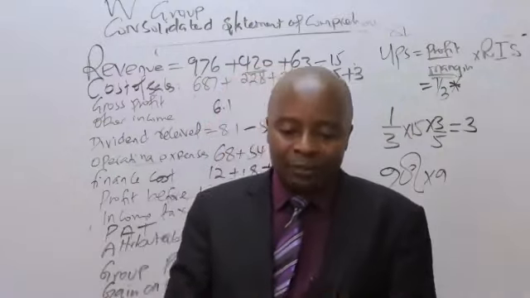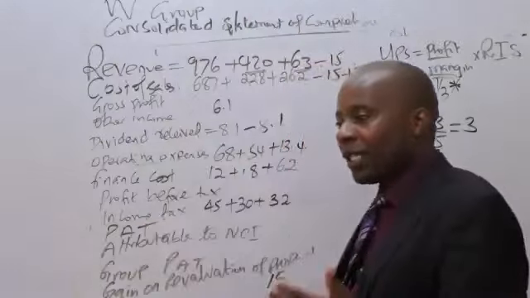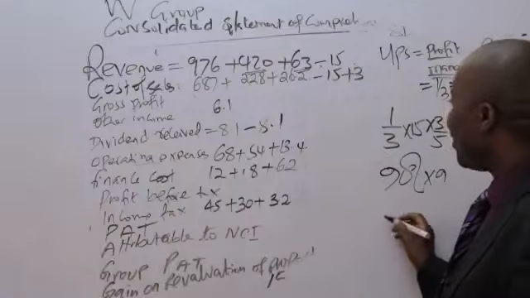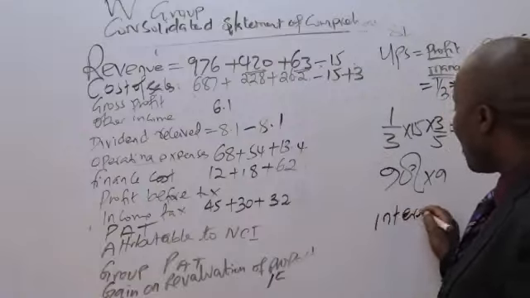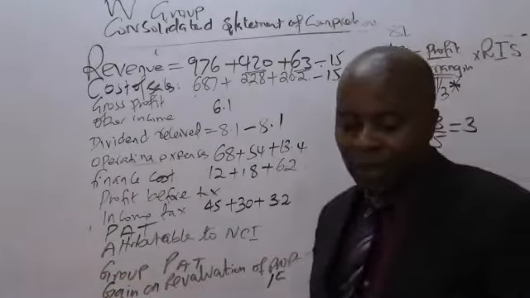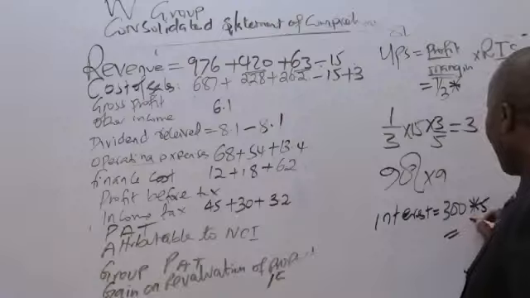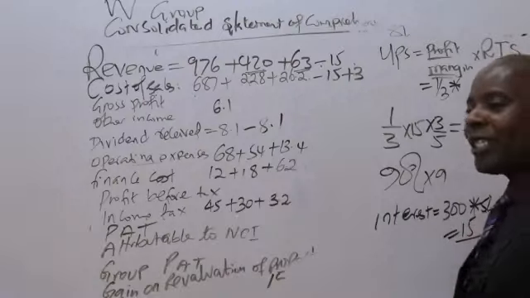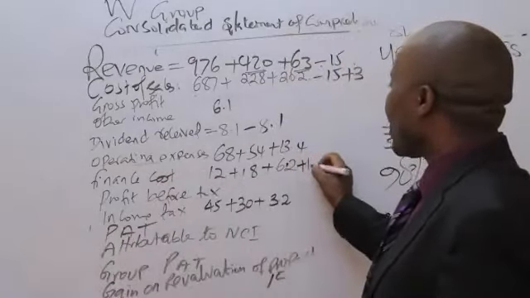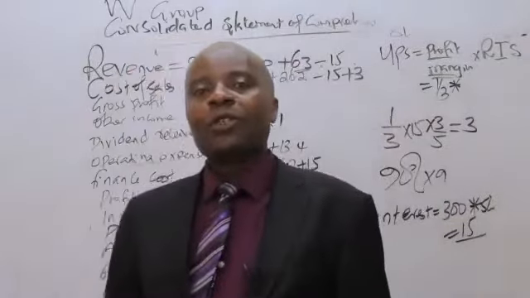Could you kindly give me the interest payable there, now that we don't have this statement of financial position here? The amount is 300 million, and the percentage is 5%. Already people have given me 15. Thank you very much, 15 million. Remember, interest is a finance cost. Go to the finance cost and put that 15 there.